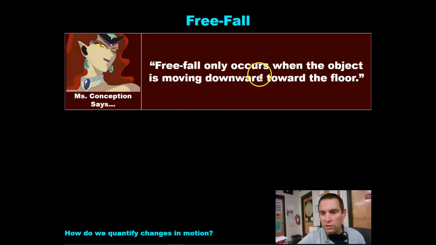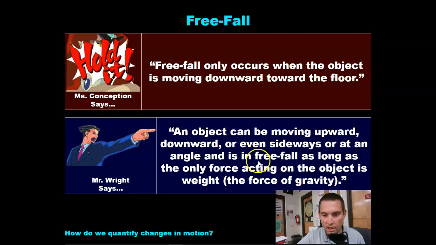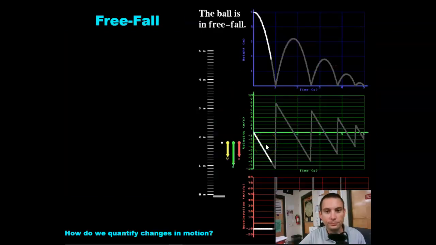Free fall only occurs when the object is moving downward towards the floor, right? No. An object can be moving upwards or downwards or sideways or at an angle if it's in free fall, as long as the only force acting on the object is the weight force. So things launched through the air, we call those projectiles. Projectiles moving at any point along their trajectory or path, they're experiencing free fall also.